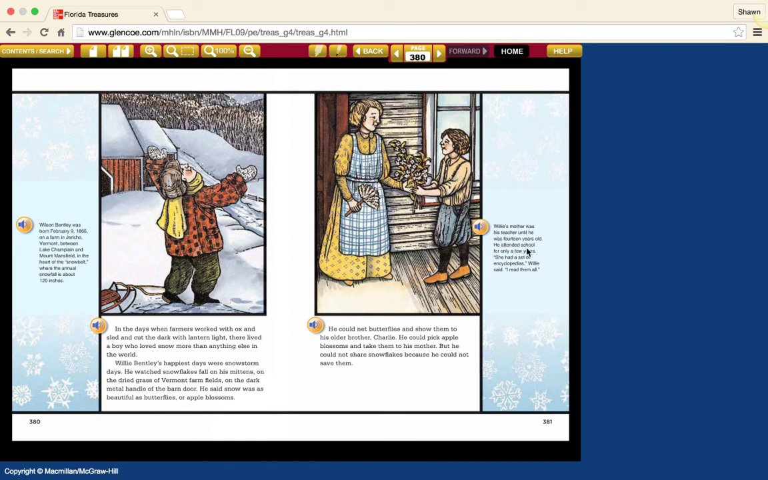He attended school for only a few years. She had a set of encyclopedias. "I read them all," Willie said.